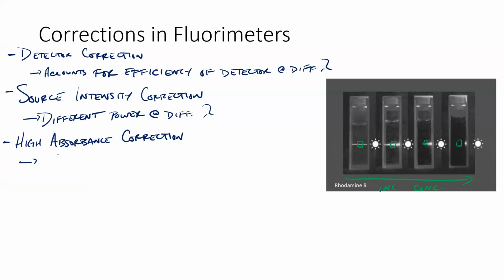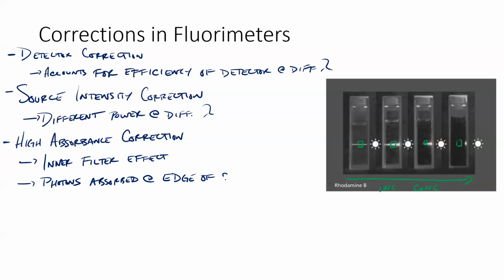This is called the inner screening effect, or inner filter effect. And so all the photons are absorbed at the edge of the solution. But fluorescence is detected in the middle.